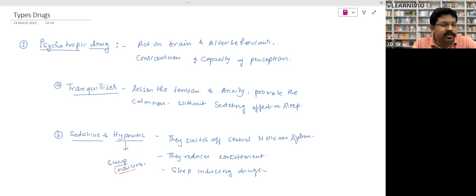You must have seen in Instagram reels and all that, the person who is drunk behaves differently. The person who has taken weed or marijuana behaves differently. The person who has taken heroin or morphine behaves differently, because every drug has a different impact, right? So on the basis of that impact, we have divided drugs into particular categories.